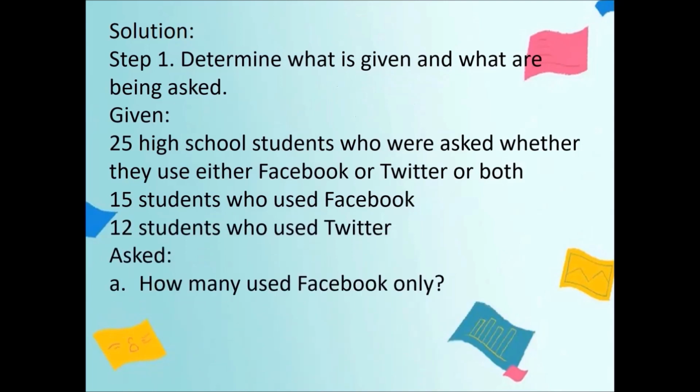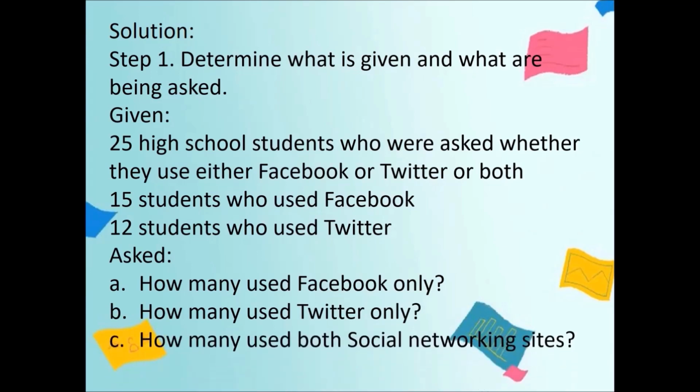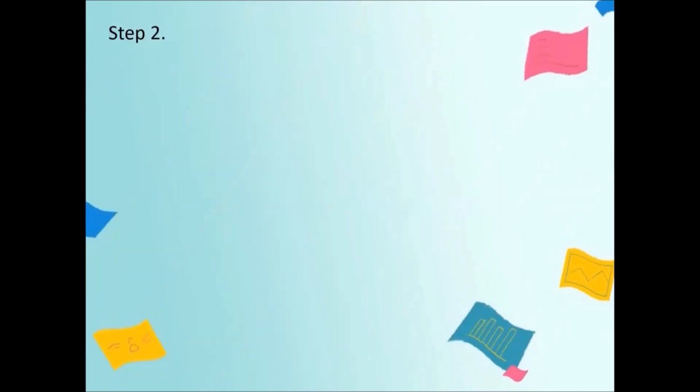Asked: A, how many use Facebook only? B, how many use Twitter only? And C, how many use both social networking sites? So, step number 2, let us illustrate using the Venn diagram.